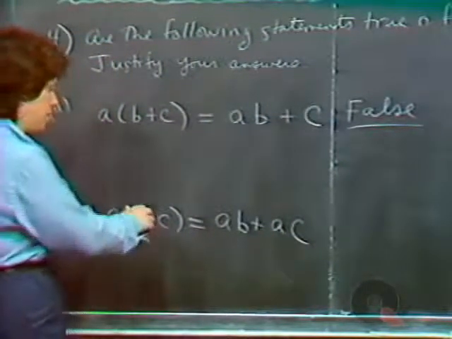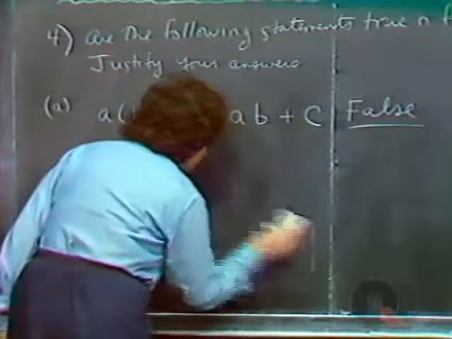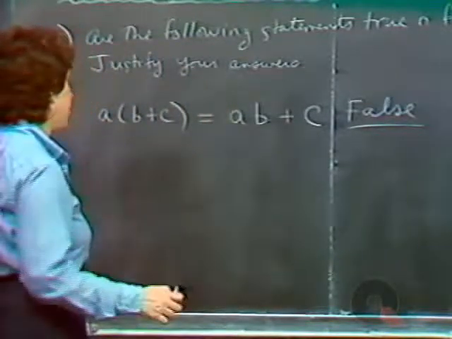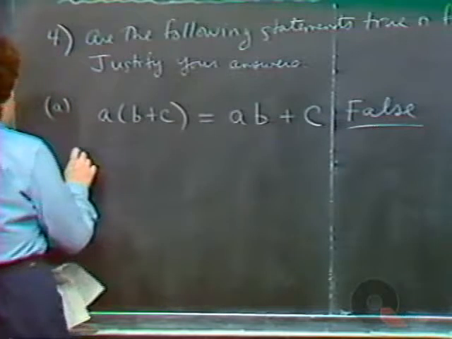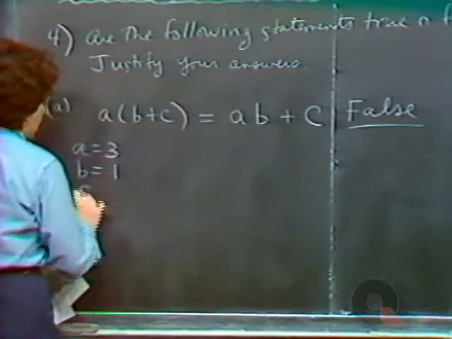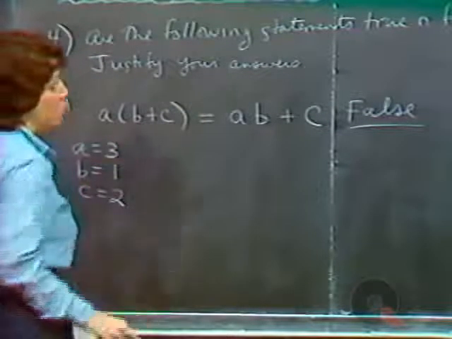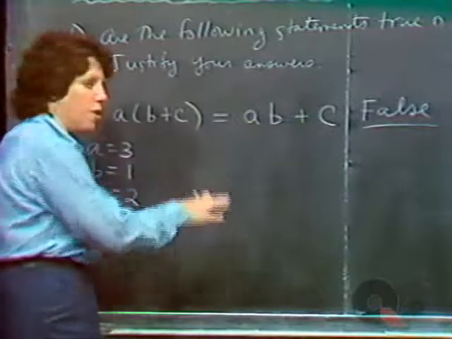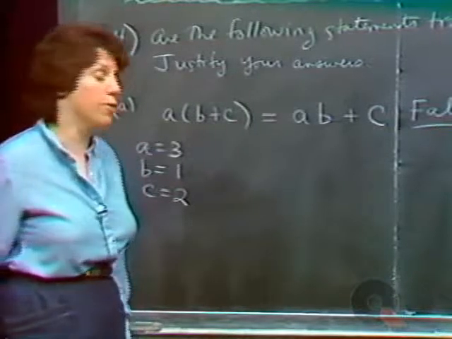If you weren't sure, let's say you didn't know about the distributive law, what you could do is pick a few values for A, B, and C. For example, we could let A equal 3, B equals 1, and C equals 2, and see if this works. Now, if it works, it doesn't make it true, but if it doesn't work, then for sure it is false.